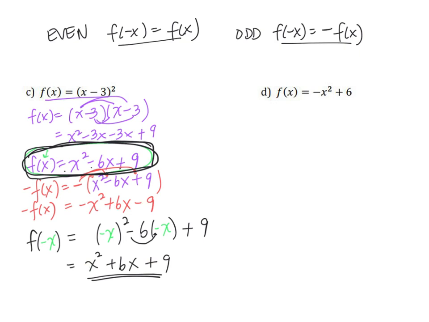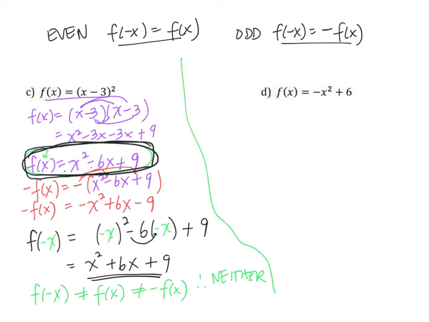So therefore, what happened this time? Well, hopefully you're saying when I put in the opposite of x, it did not equal the original, nor did it equal the opposite of the original. Therefore, this function is neither even nor odd. So this was an example of a neither situation. All right, pause, do letter D on your own, and then we can check back together when you're done.